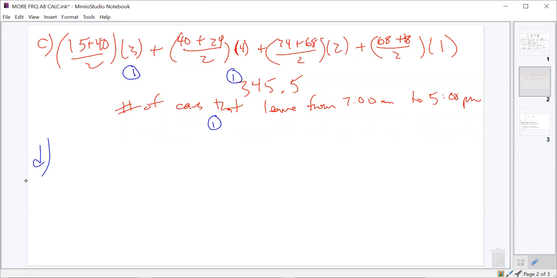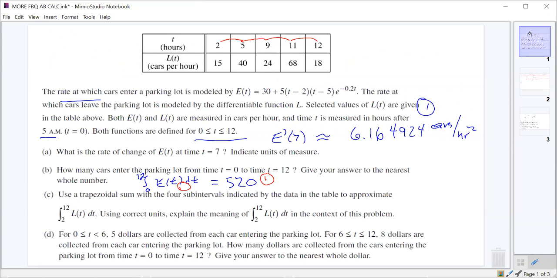Yep. Great. All right. And then part D. Part D should have been pretty straightforward. This was actually a pretty easy rate question, I think. For t equals 0 to t equals 6, they charge $5 for each car. And from 6 to 12, they charge 8. They want to know how much money.